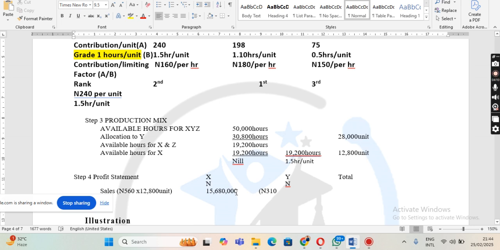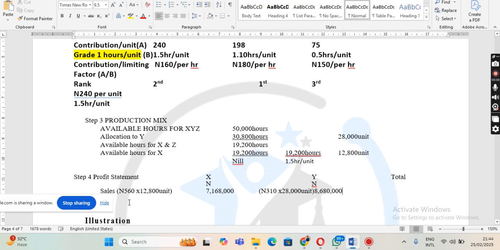So this will give us 7,168,000. Next, 310 times 28,000 units. That will give us 8,680,000.